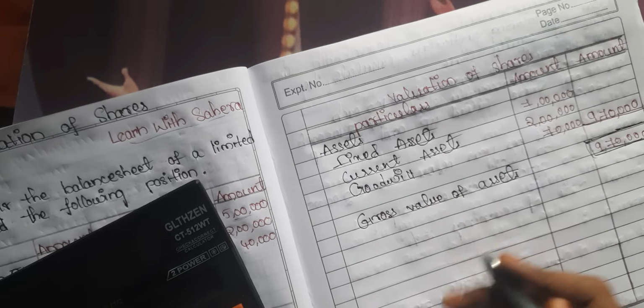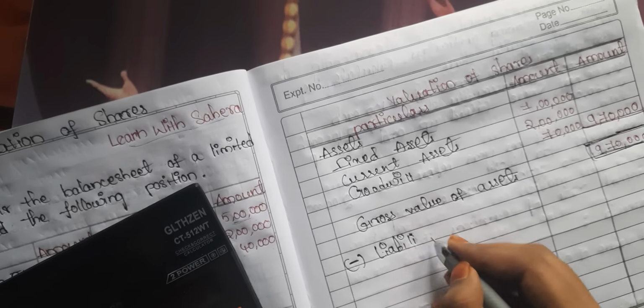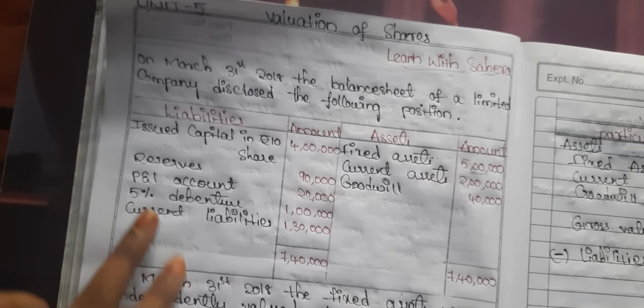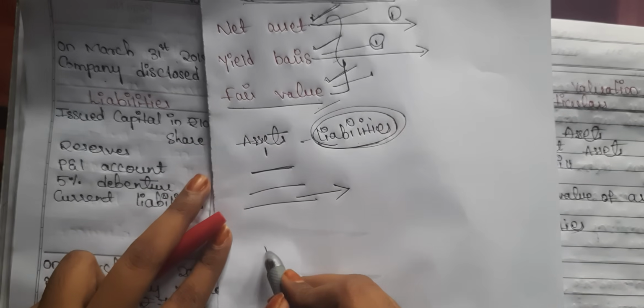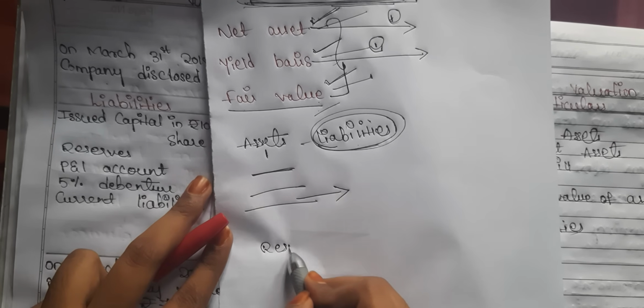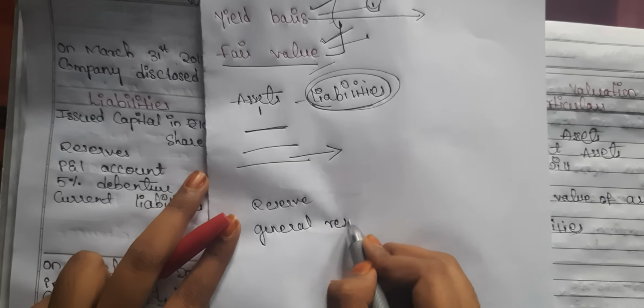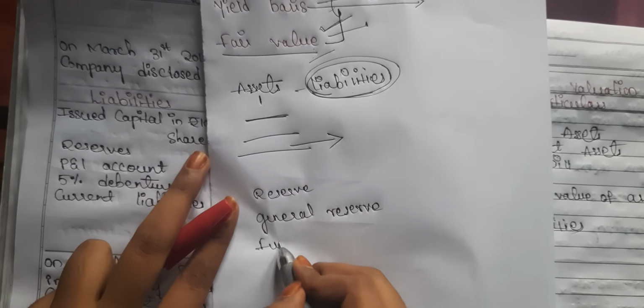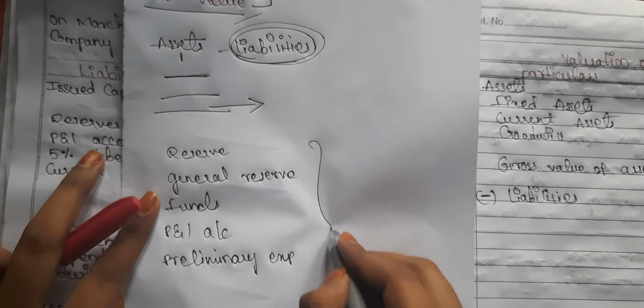After assets, what I said, you need to minus liabilities. Did I say it? Yes, liabilities. You need to minus the liabilities. But remember, in the liabilities, if you find any reserve, any general reserve, any funds, P&L account, or preliminary expenses, you should not consider these. Okay, sorry.